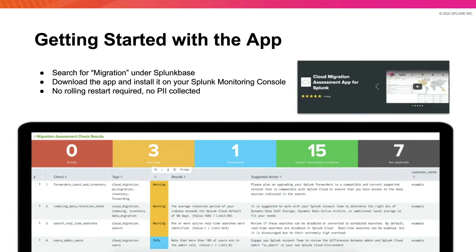To get started with the application, simply go to Splunk Base and download it. When on Splunk Base, just look for the keyword migration. It'll be the first application that you'll see in the dropdown. You'll want to install the application on your monitoring console, just like you would any other app. No restart will be required, and along the way, we will not collect any PII or sensitive information from your environment.